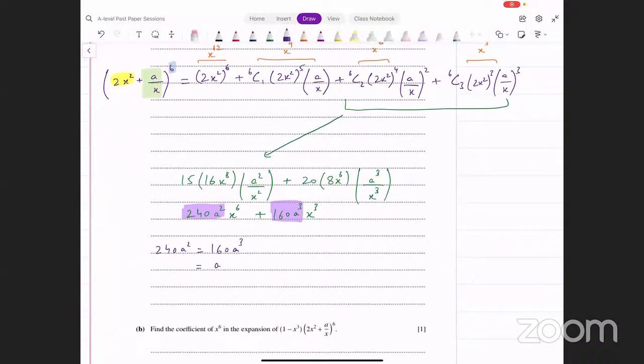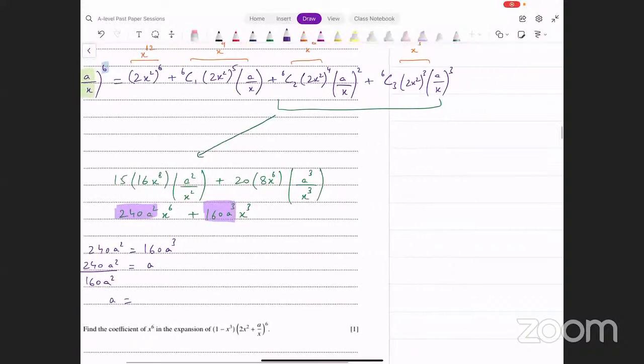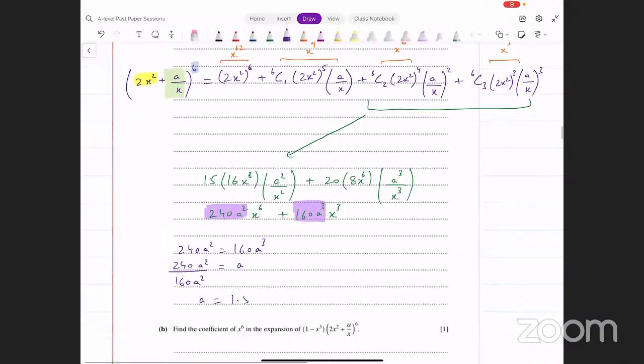वहां पे आपके पास क्या आ जाएगा? a equals 240 a square divided by 160 a square. The value of a turns out to be 240 over 160, which is 1.5. ये आपके पास a की वैल्यू आ गई 1.5. That's what we were looking for. So 1.5 लिख सकते हैं, 3/2 लिख सकते हैं. That's your choice, because ये exact number ही आ रहा है in any case. That's your value of a. That's what we wanted. All right. Let's move on to the next one.